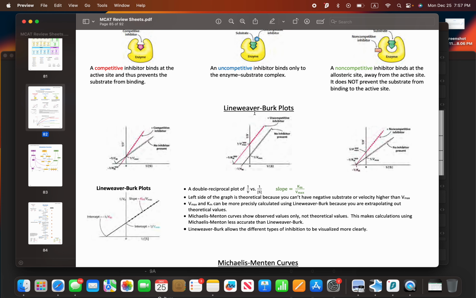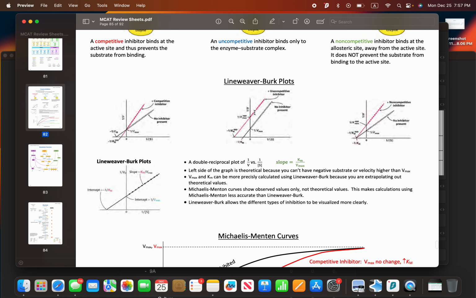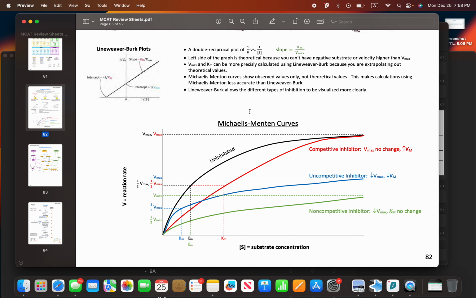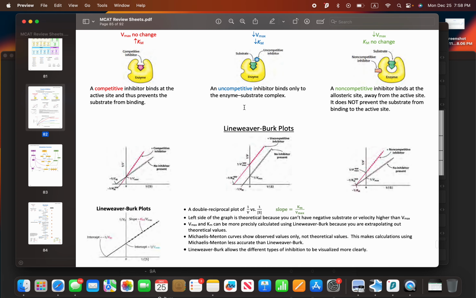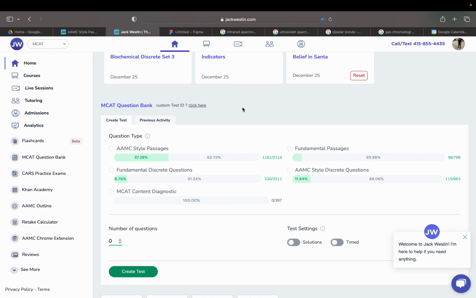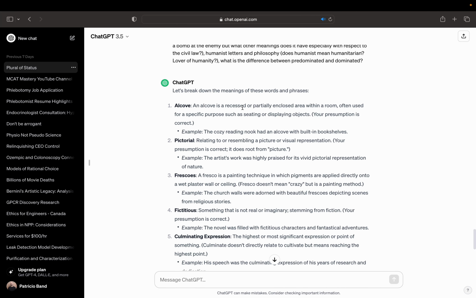Let's see if we find anything here. There is the Michaelis-Menten curve, where we are seeing what happens with the uncompetitive inhibitor, but there's still no explanation for that. So we must ask this from ChatGPT or something like that. Okay.